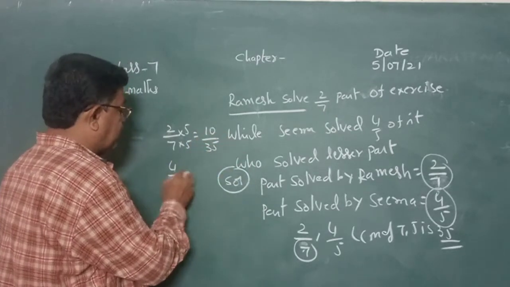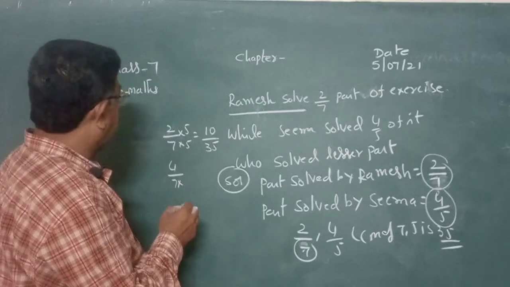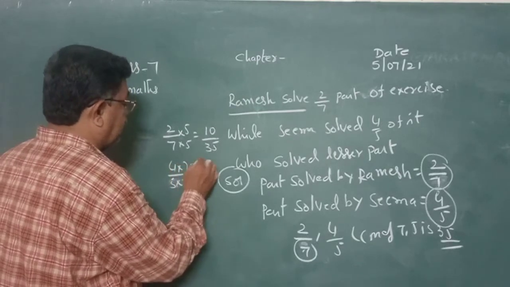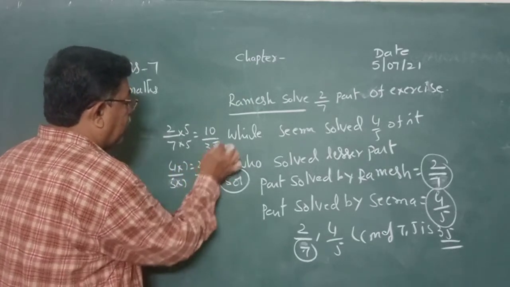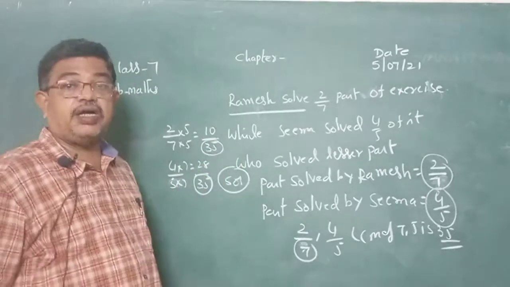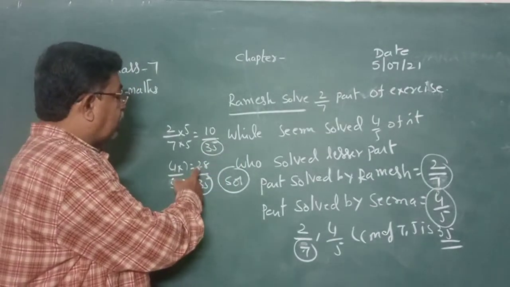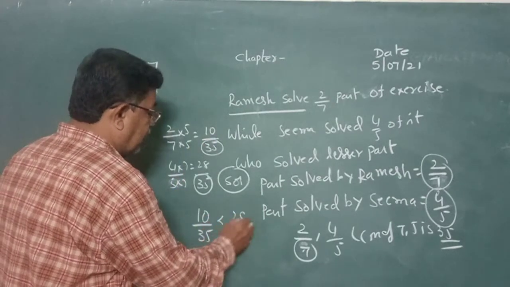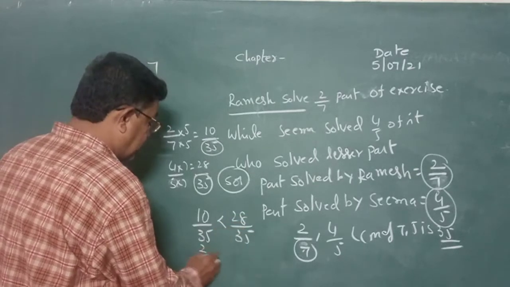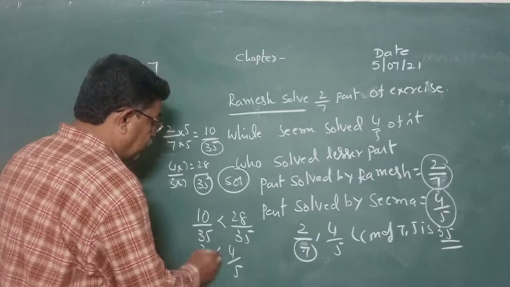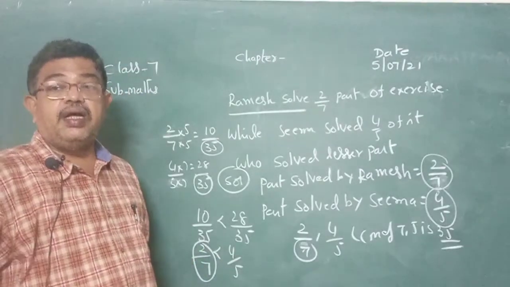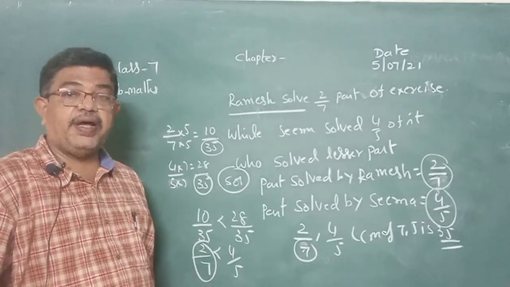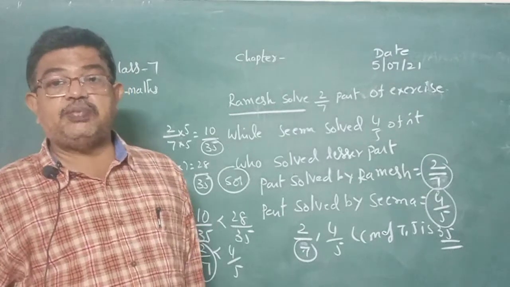Similarly, 4 by 5 is multiplied with 7 in the numerator and 7 in the denominator. So you got 28 by 35. Now both fractions have the same denominator. Now you compare the numerators. 28 is more than 10. Or 10 by 35 is less than 28 by 35, or 2 by 7 is less than 4 by 5. So who did the lesser part? Ramesh did the lesser part of the work. So here we compared fractions. In comparing fractions, what do you need to know? The fractions must be like fractions.